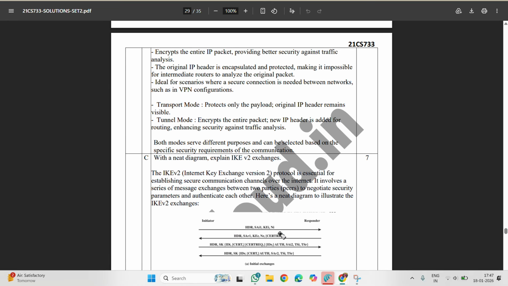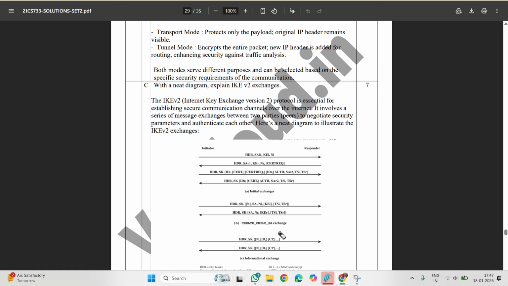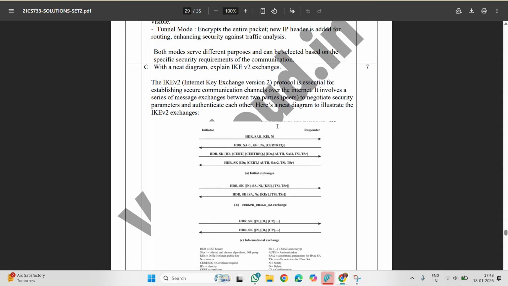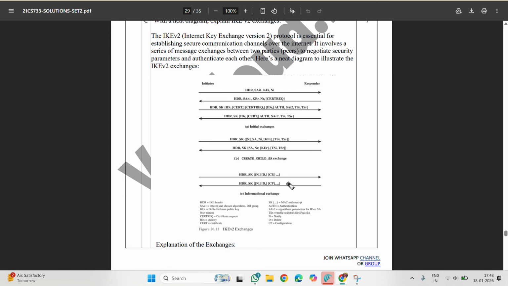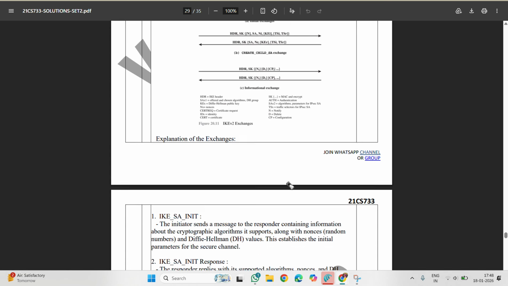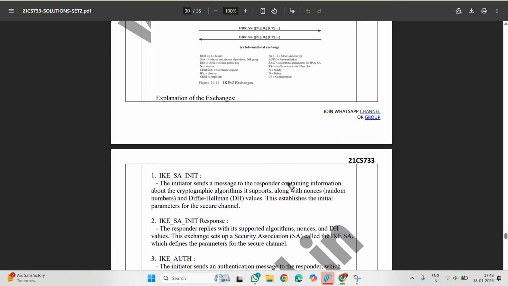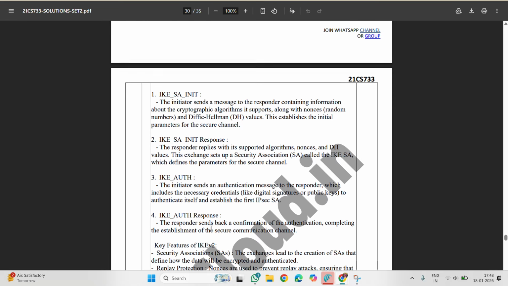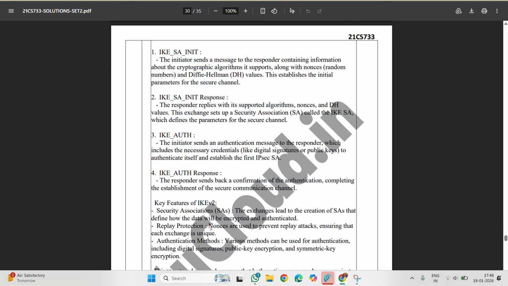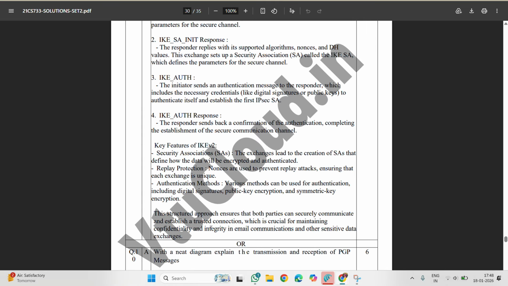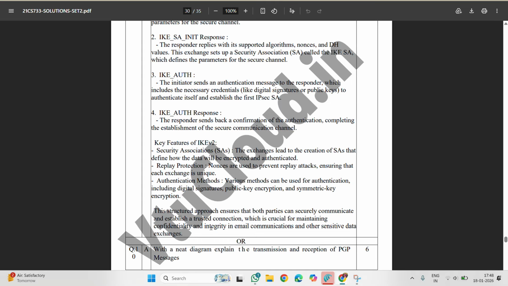Coming to the question number 9c, with the neat diagram, explain IKE v2 exchanges. Firstly, explain what is Internet Key Exchange version 2, why it is better from version 1, and where the IKE version 2 is used. And draw the diagram of the information exchange and explain the terms like IKE SA init, IKE SA init response. Next, also include key features of IKE version 2. Key features are like security associations, replay protection, authentication methods, etc.